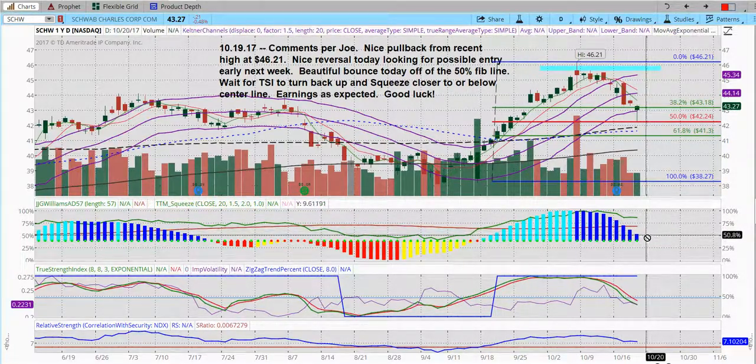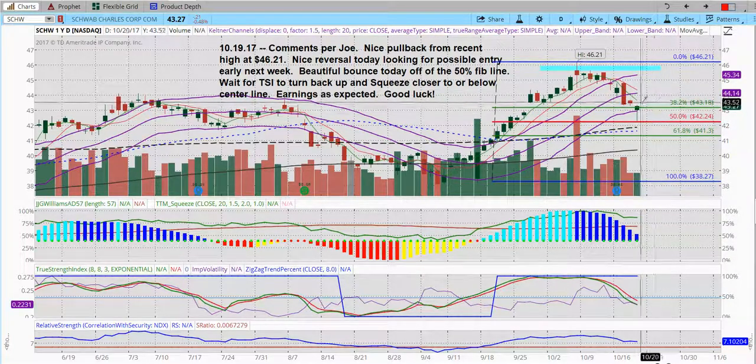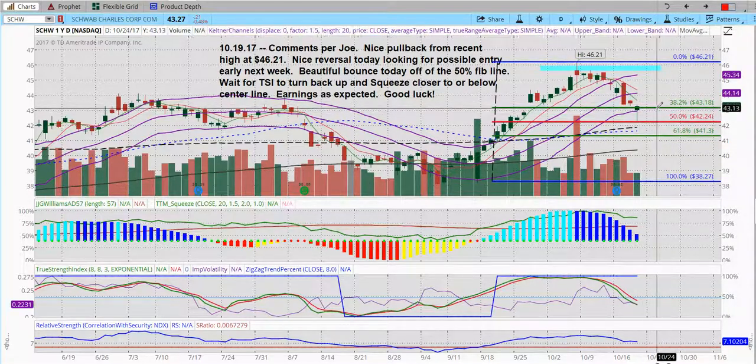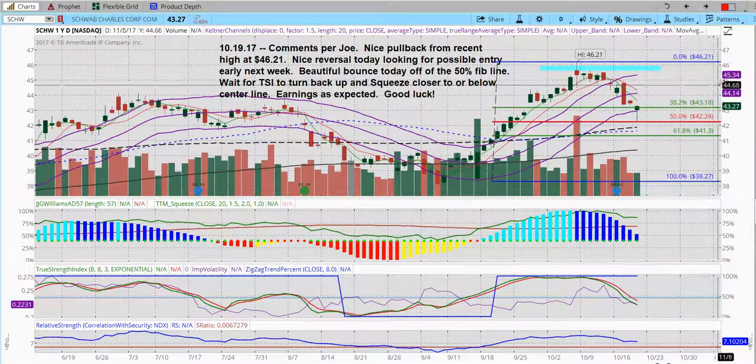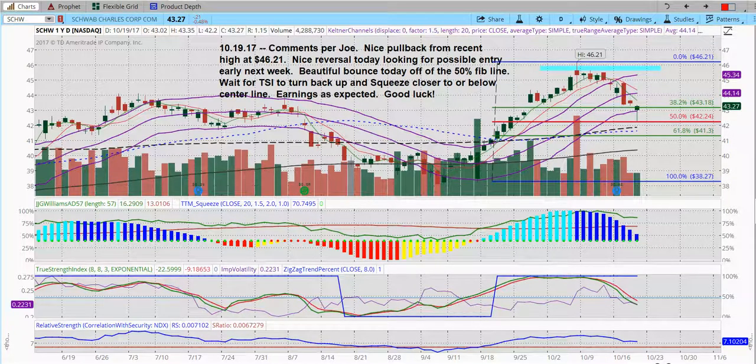So to me, a more ideal entry point would be somewhere in this area around 43 or so, 43 and a quarter, as the stock starts to move up, and then we would have a potential run of about 3 points until it hit resistance at approximately the 46.21 level. So that would be my analysis. In other words, I would have some patience for another couple days or so into early or mid next week before I would consider entering a Schwab trade.